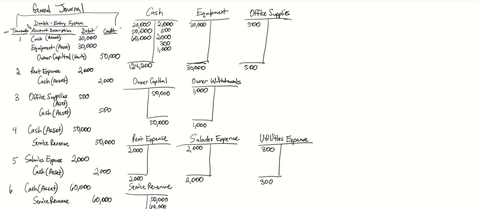The last thing to cover in chapter 2 is going to be the trial balance. So before I actually prepare the trial balance, I want to first go over what the trial balance is. After preparing the journal entries into the general journal, which is what we did here.